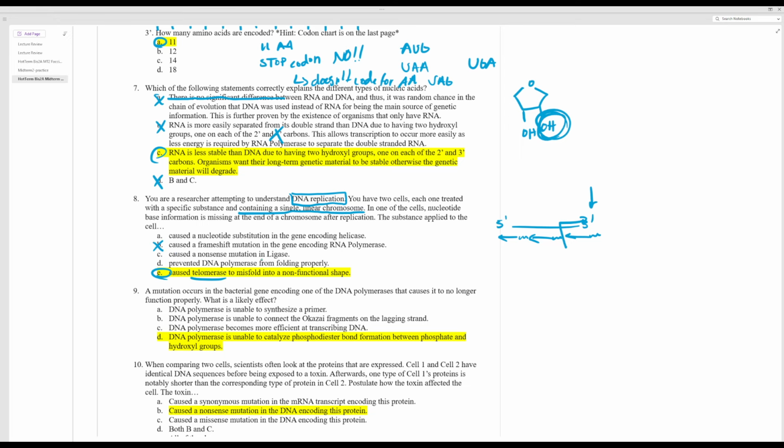C, caused a nonsense mutation in ligase. Does ligase have anything to do with DNA information missing at the end of a chromosome?